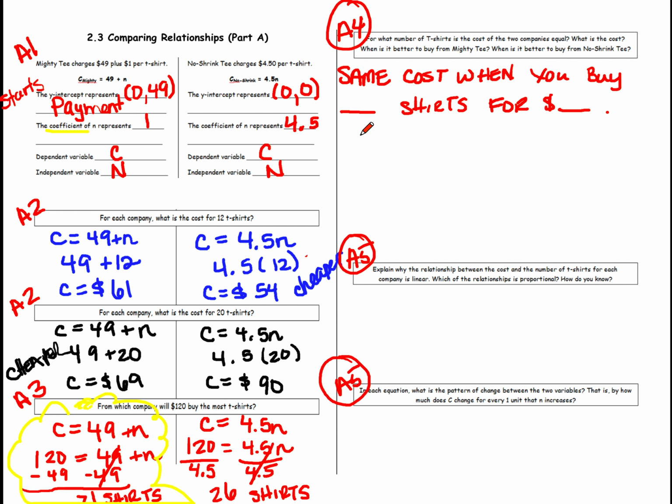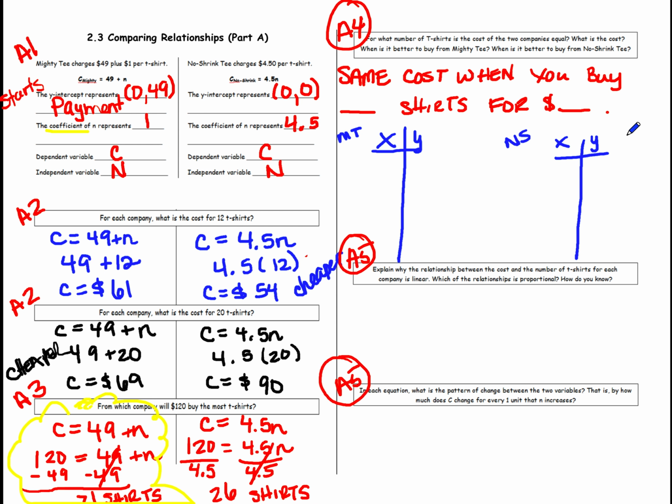So I'm going to make an XY table. This will be for Mighty T. So I'm going to put MT. Here's X and Y. And over here is going to be no shrink. So I'm going to put NS. And here's X and Y.